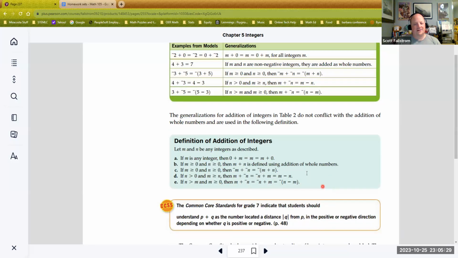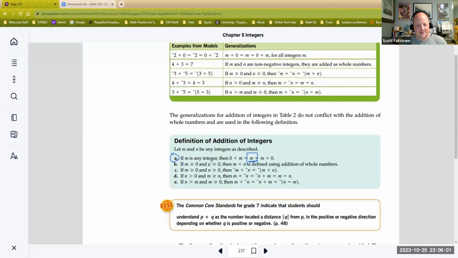So here's the definition of integer addition. It looks very complicated, but in reality, they're basically going through every possible case. And so as you go through it, you could say if m is any integer, then if you add 0, you get what you started with. And that's just basically saying that's the identity. So we have the identity property again.